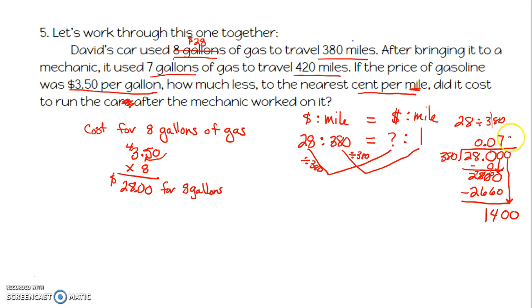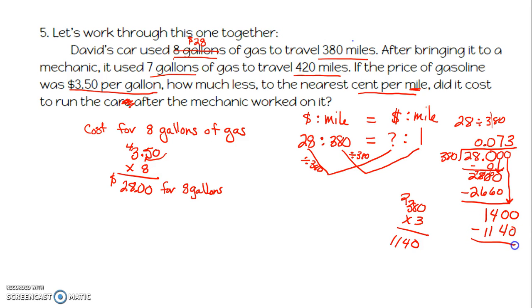Okay, let's try 3. 380 times 3. 0. 8 times 3 is 24. Put down a 4, carry a 2. 3 times 3 is 9, 10, 11. So that's 1140. So this is 1140.